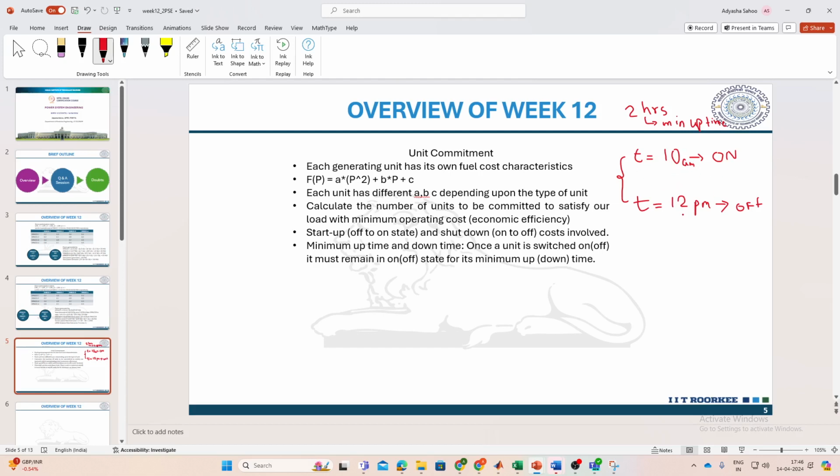Similarly, for downtime also, if it is switched off at 10 a.m., let's say, and its minimum downtime is 2 hours, then you cannot switch it on back before 12 p.m. So that is your minimum uptime and minimum downtime.